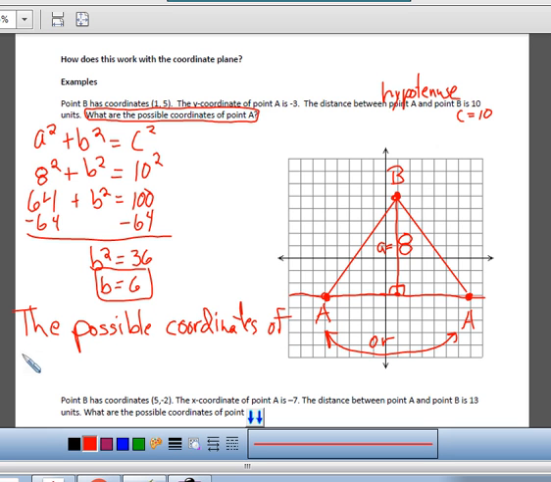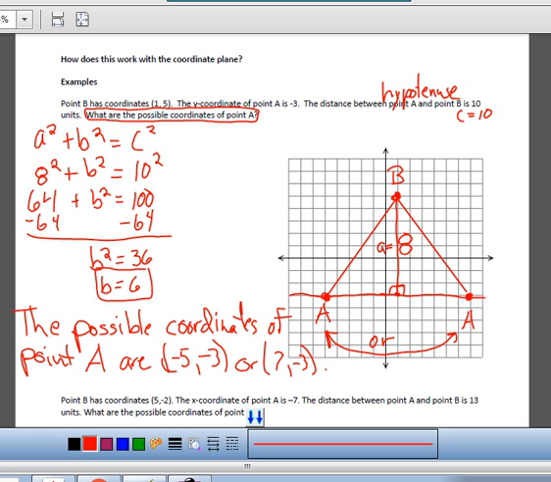So the possible coordinates of point A are, and we have, I'll go to the one on the left here. If I count over, it's -5 and then -3. So one possibility is -5, -3. Notice the y value is -3, just like it says in the problem. Or, if I go the other way, that's 7, -3. And that's it. That's how you answer this type of problem.